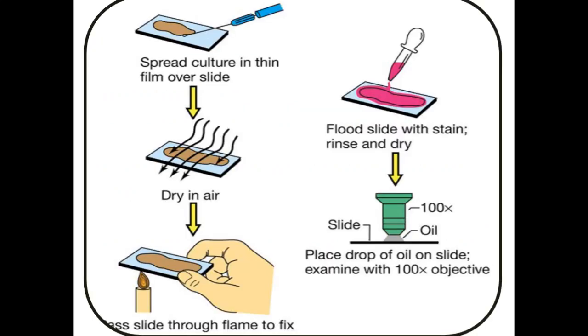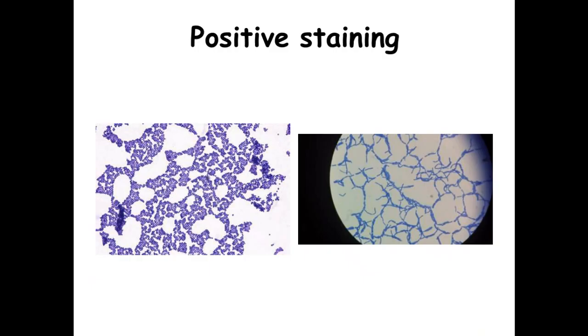So what we observe here: spread the culture in a thin film, dry in air, then heat fixation, then flood the slide with the stain, then wash the stain and observe it under oil immersion for observing the specimen. So positive staining, what does it do? It imparts a color to the bacterial cells. You can see here, on the left hand side, the bacterial cells are of a particular shape. On the right hand side, the bacteria are of a specific shape. The left hand side picture shows round shaped bacterial cells. The right hand side shows rod shaped cells, called bacilli.